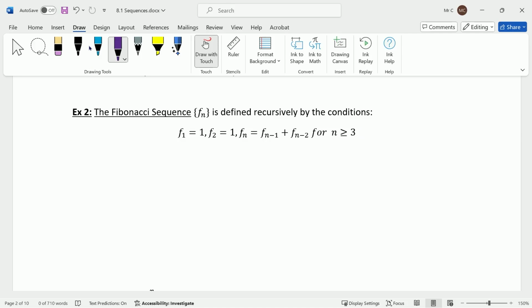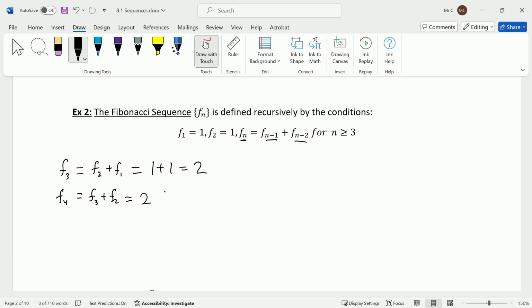So we'll just start out by listing the third term, f3. This formula says if n is 3, then n minus 1 is 2, and n minus 2 is 1. So f sub 3 is f sub 2 plus f sub 1, and we already have those two values. 1 plus 1 is 2. Then if I wanted to compute f sub 4, I'm going to be taking f sub 3 plus f sub 2. We computed f sub 3 is 2, plus f sub 2, which was 1, and 2 plus 1 is 3.